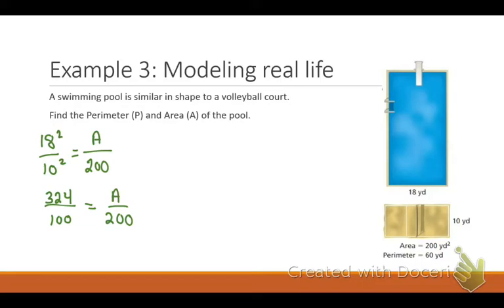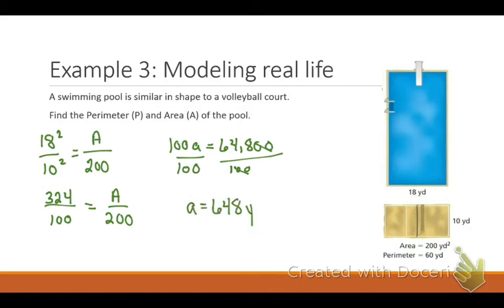So 100A equals 64,800. Divide both sides by 100, which crosses off those last two zeros. A equals 648 yards squared. If you don't put the yards squared, is the answer wrong? Yeah, you've got to label these, because with area, we're always going to square the unit. That is a lot. That's a big old pool.